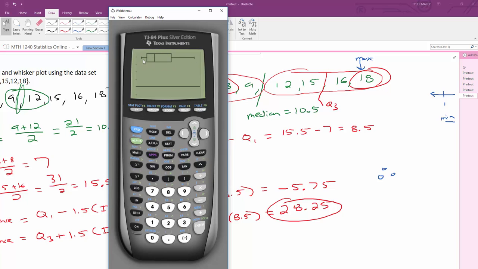Here's my min, here's my max, there's my median, Q1 and Q3, and there are no dots or markings on the sides, so there are no outliers. There are no potential outliers labeled. Then the next thing I want to do is show you how to do a box plot in R.